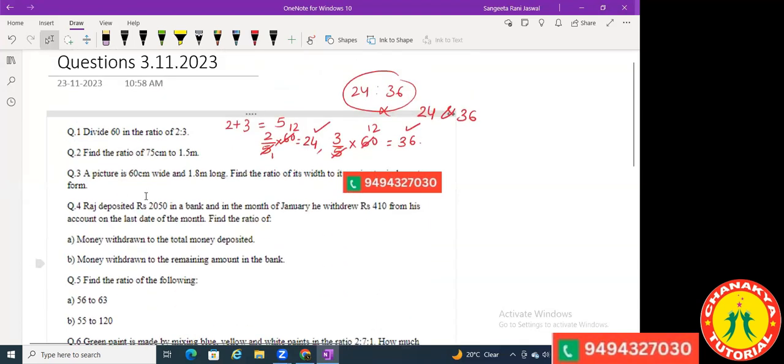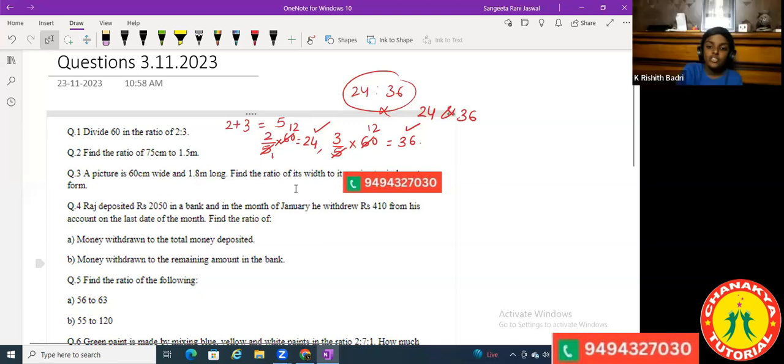Here I'm discussing the test questions, for those who have joined late. Now a picture is 60 centimeter wide and 1.8 meter long. Many of you have made a mistake in this question because this question had 3 steps. One was the conversion. At first you have to convert this to centimeters. Then the second thing was that you need to find the perimeter of that. And then was the ratio. And we should cancel it also, ma'am. Make it into lowest form.